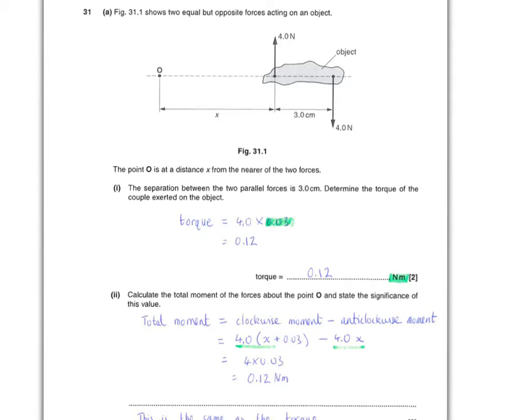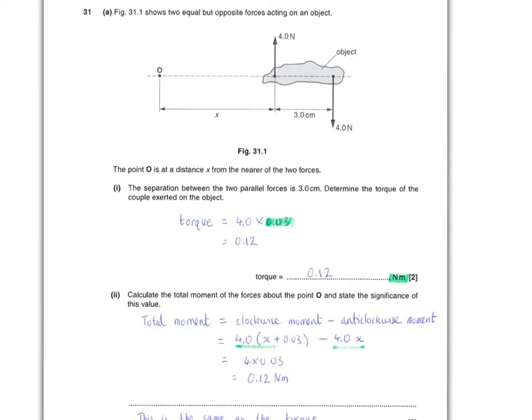So clockwise moment, we have 4 newtons at a distance of x plus 0.03 meters. From that we subtract the anti-clockwise force multiplied by the unknown distance x. Now the problem of the x just disappears because we have 4x take away 4x. And that leaves us with 4 times 0.03 from this multiplication of the bracket. So we have an answer of 0.12.